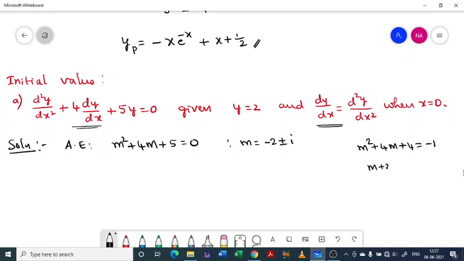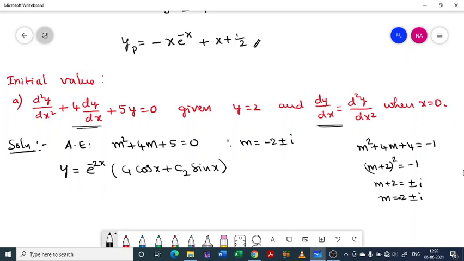So this is m plus 2 whole square equal to minus 1. So taking square root on both sides, m plus 2 equal to plus or minus i. So m equal to 2 plus or minus i. Okay, sorry, minus 2 plus or minus i. So the general solution, you can take it as yc, but here that is the only solution, so you can just take y. So y will be e power minus 2x into c1 cos x plus c2 sin x. You can call this equation 1.